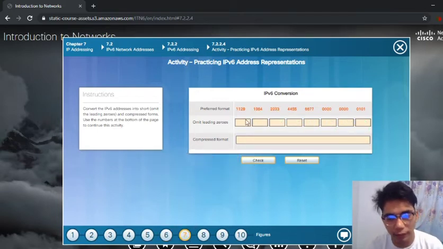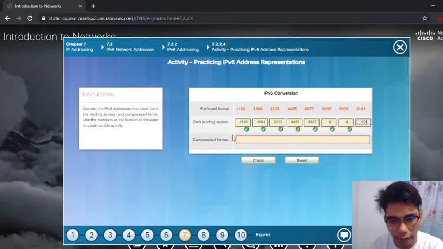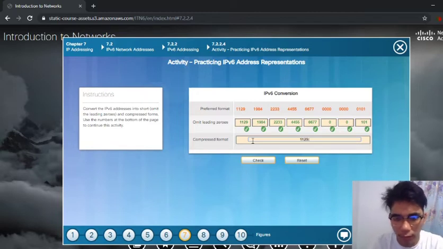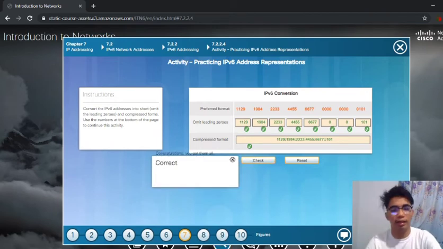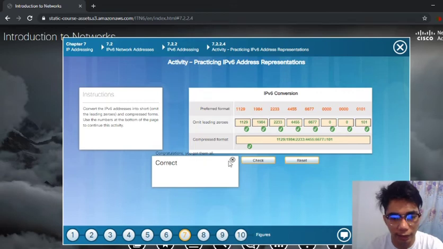Then another activity would be 1129. I'm gonna cut this short because it is just very easy, guys, and you can get this right in the first try. Then 2929, then 1984, 2233, 44, 55, 66, 77, then 2 colon, then 101, then just right. Then I'll just proceed to another activity because this activity is pretty easy and you can get it in just one try.